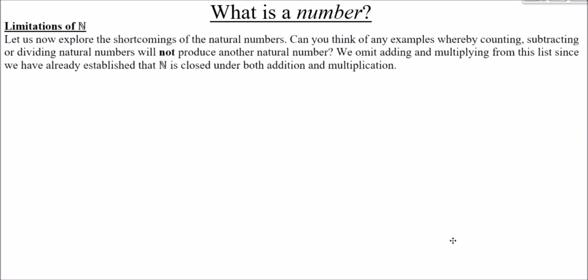So, on that note, let's just consider the shortcomings of the natural numbers. Can you think of any examples whereby counting, subtracting, or dividing natural numbers would not produce another natural number? We're going to omit adding and multiplying from this question, since we've already established that the natural numbers are closed under both addition and multiplication.